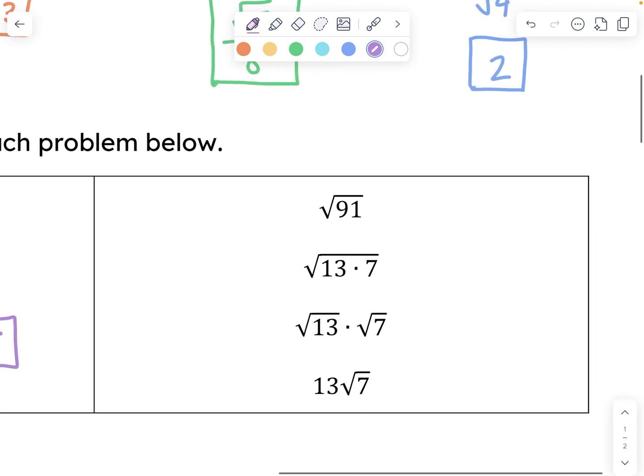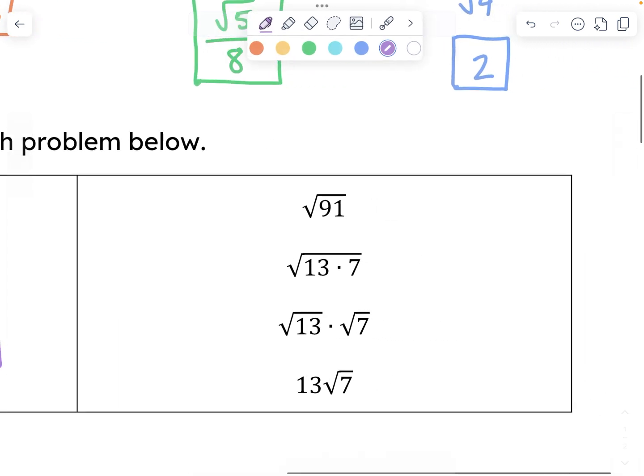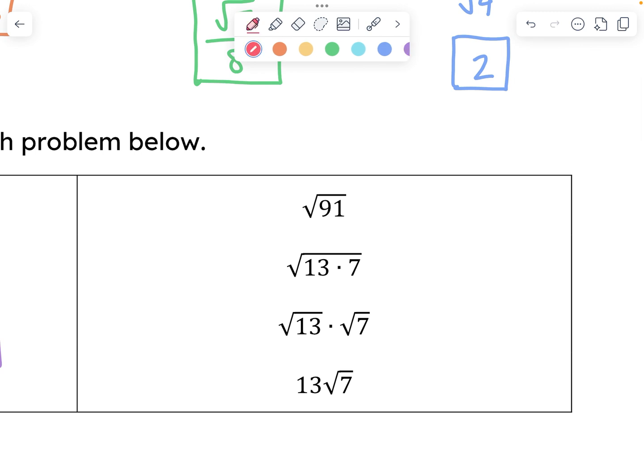Now try the next one. See if you can find the mistake and correct it. I'll give you a minute to pause the video and see if you can do that.